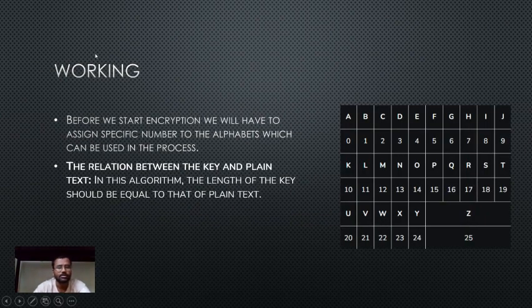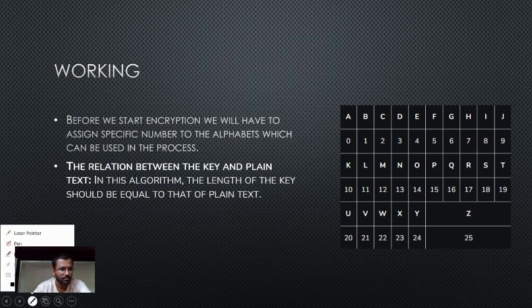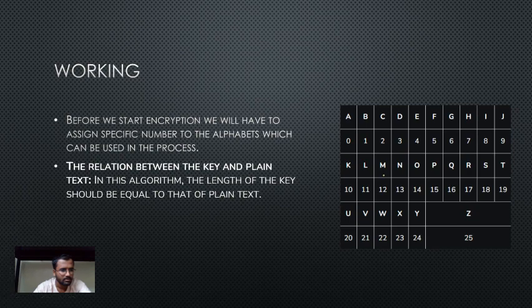So let us discuss the working, how it works, and how we are going to convert. Before we start encryption, we will have to assign a specific number to the alphabets which can be used in the process. Here you can see A is assigned as 0, B is assigned as 1, C is assigned as 2, D is assigned as 3, and so on. Z is assigned as 25.